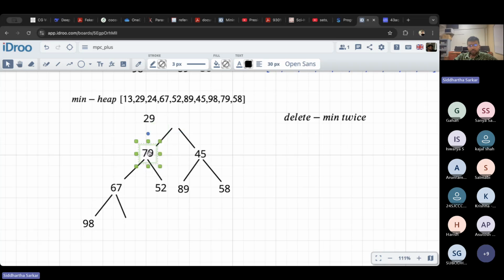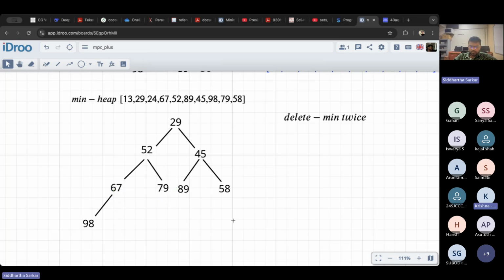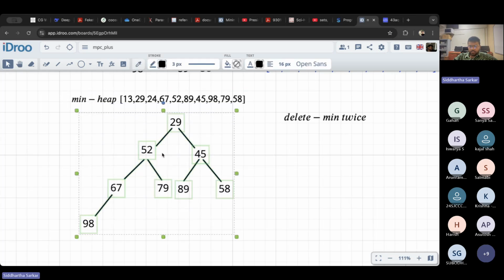So 29 is swapped. Again, we check whether 79 and its children are all right in terms of the heap property. No, both of them are smaller than 79. So the smaller of the two children is 52. We move it here and move 79 down here. And at 79, the heap property is vacuously satisfied. This edge is no more there. So this is the final heap after two deletion operations.